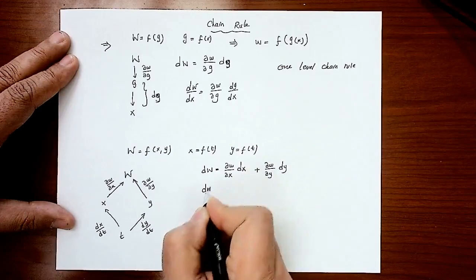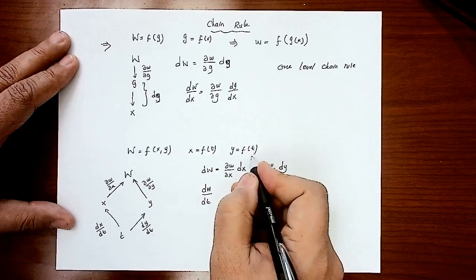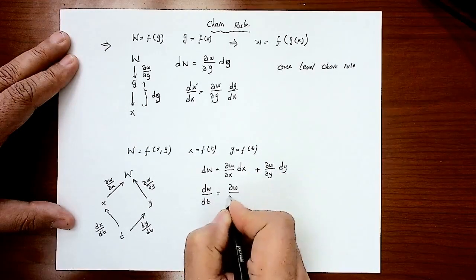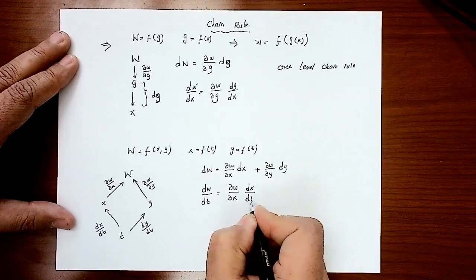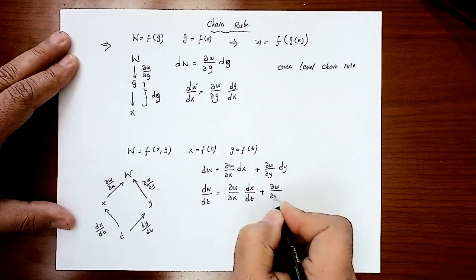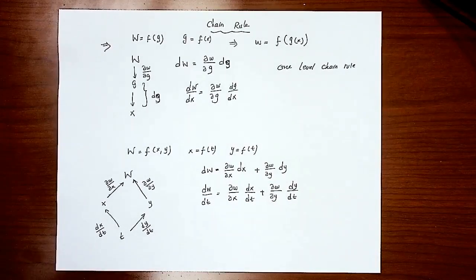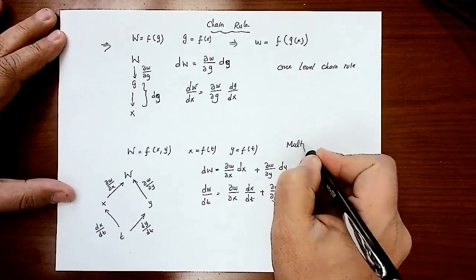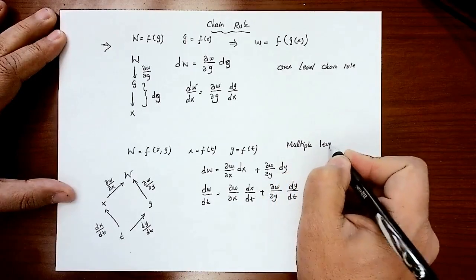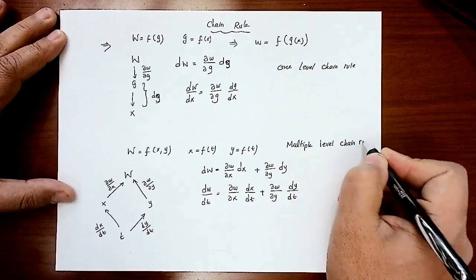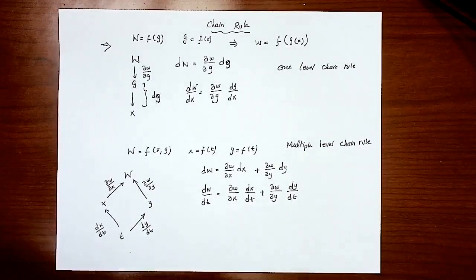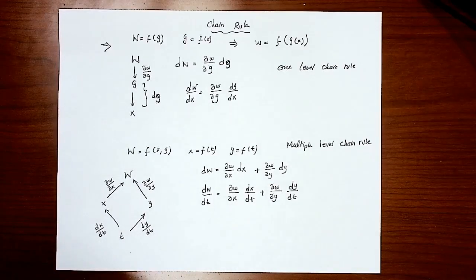If you want to get dw relative to the time t, this is the end variable here. It will be partial w by partial x times dx by dt plus partial w by partial y times dy by dt. So that's a multiple level chain rule. We use the multiple level chain rule to define something called the material derivative or the total derivative.